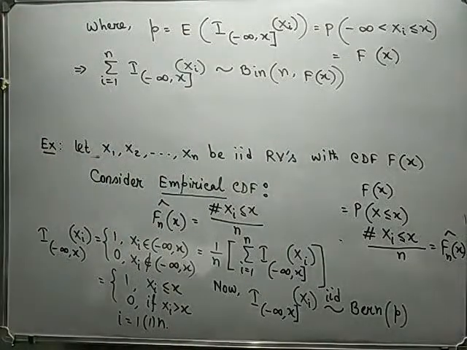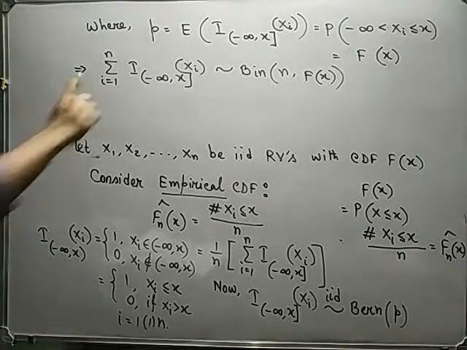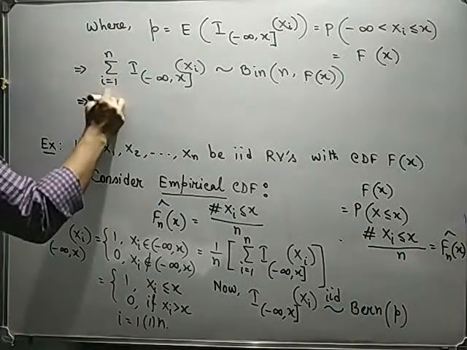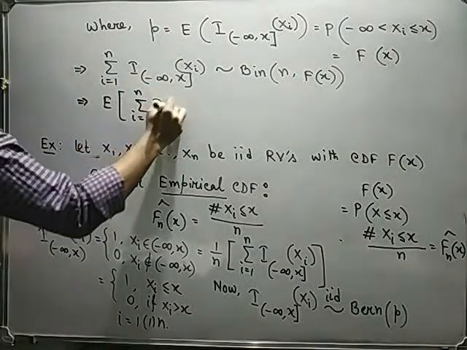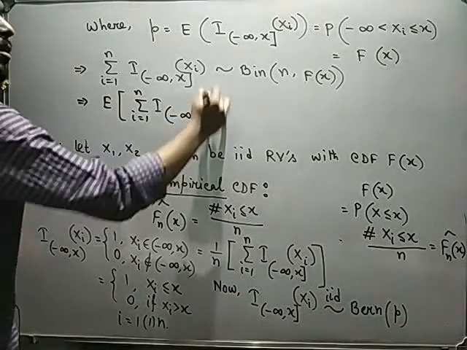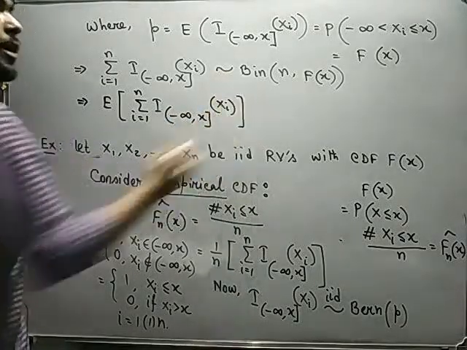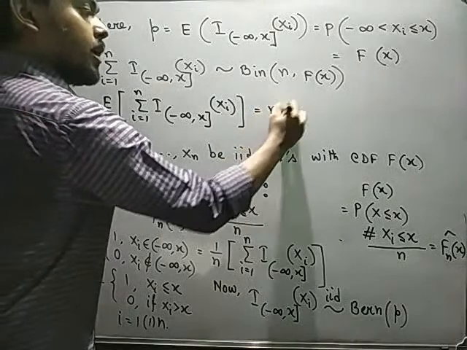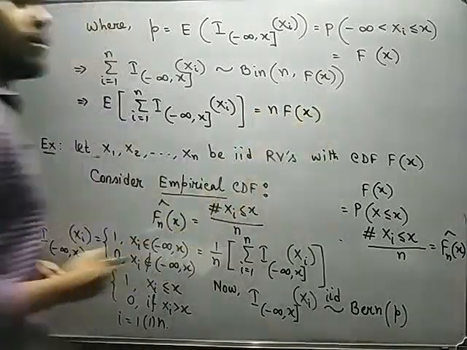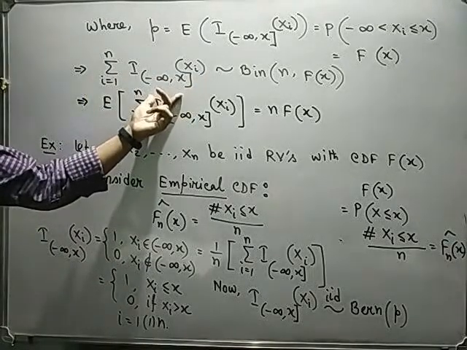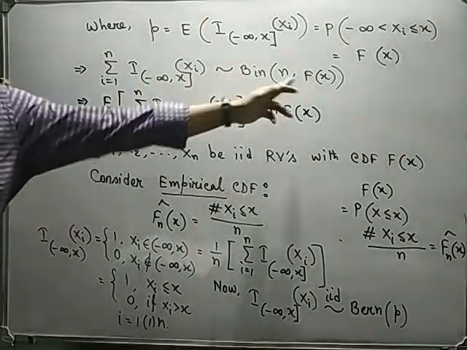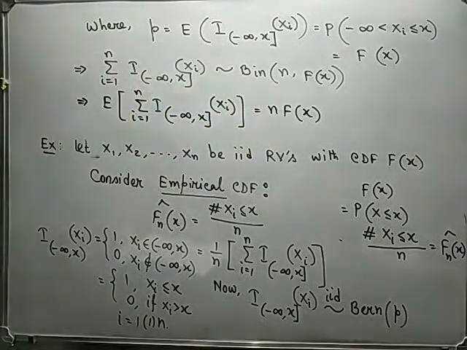This implies that if we take expectation of this, it will be n times Fx. So simple. As you know, for the binomial random variable the expectation is n times p, so it will be n times Fx.